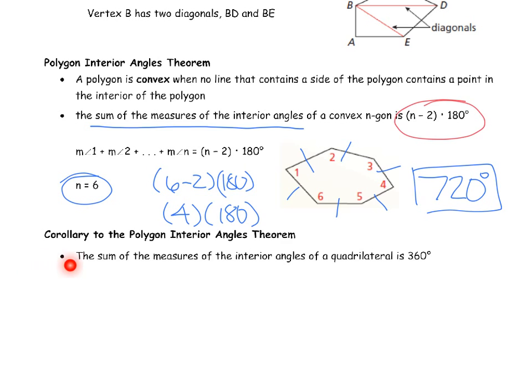Now the corollary to the polygon interior angle theorem, I don't even know if I'm saying that word right, so sorry, is basically that the sum of the measures of the interior angles of a quadrilateral is 360 degrees. Why is it 360 degrees? Well, a quadrilateral we know has 4 sides. So in drawing that diagonal, there are 2 triangles. 180, 180 makes it 360. Or if you plugged it into that formula right here, you would also get that same value.